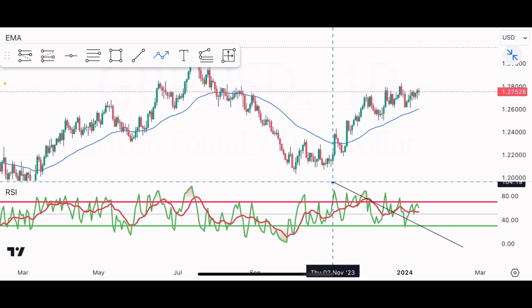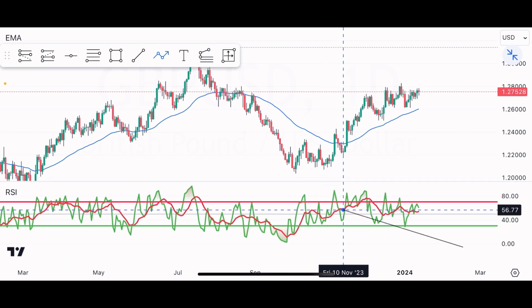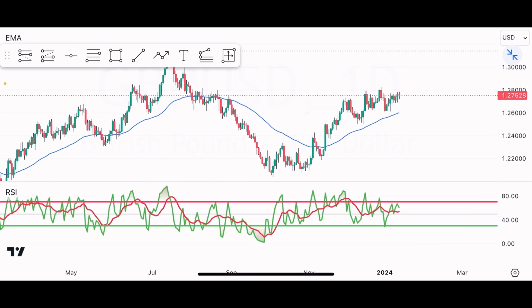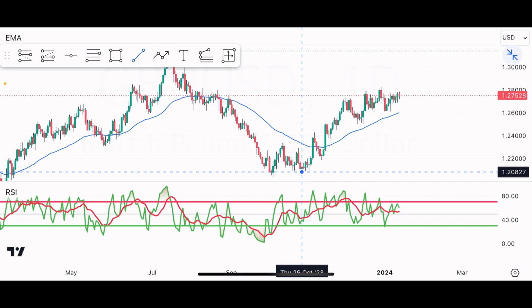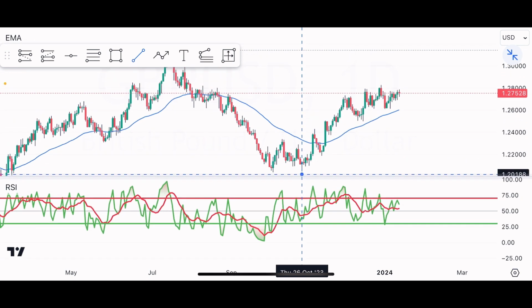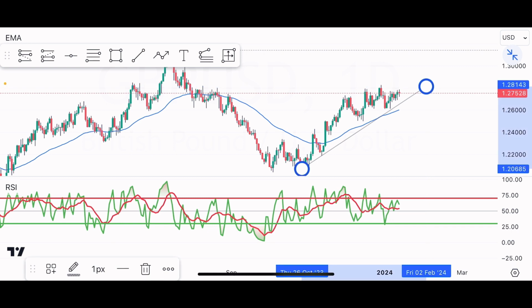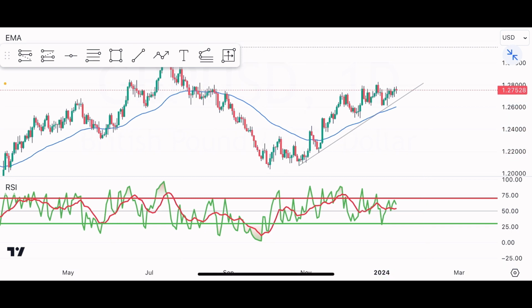So in an uptrend, we want to buy, right? In an uptrend, we want to buy. So how would I use this RSI in an uptrend? I know in an uptrend, I want to buy. So when price comes to a low point or a buy point in an uptrend, I want to buy.